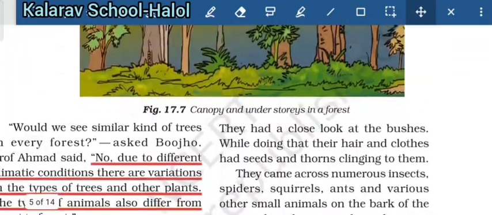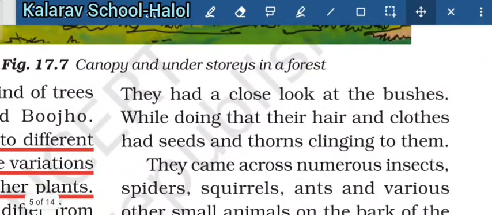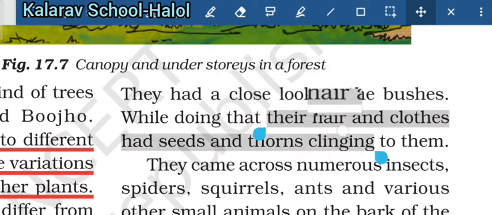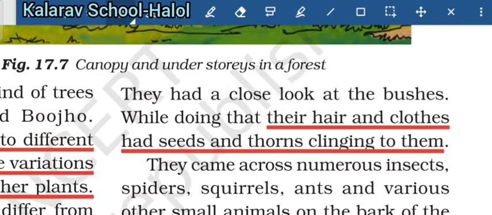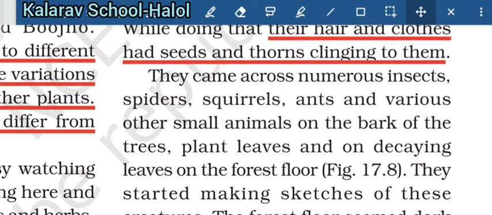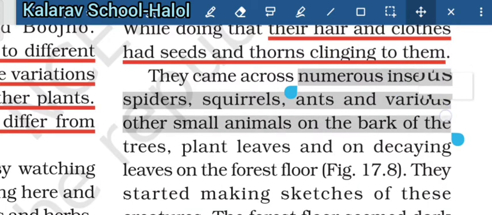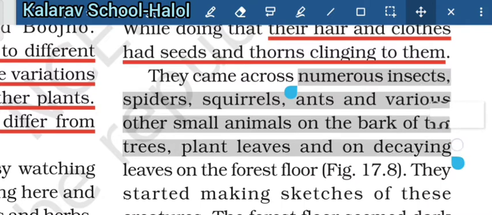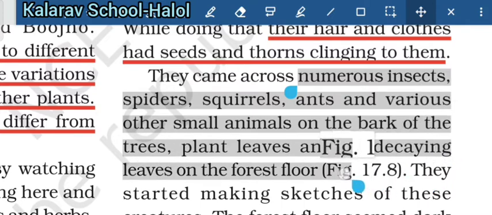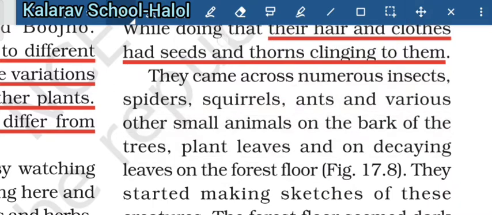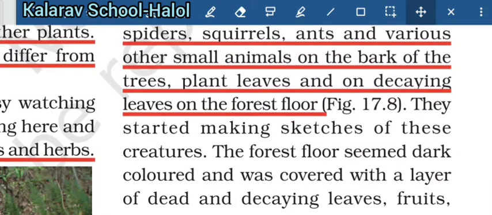Next, they had a close look at the bushes. While doing that, their hair and clothes had seeds and thorns clinging to them. So some bushes attach to the clothes of people. They saw numerous insects. What types of creatures did they see? Spiders, squirrels, ants and various other small animals on the bark of the tree, plants, leaves and decaying leaves on the forest floor. They started making sketches of these creatures.